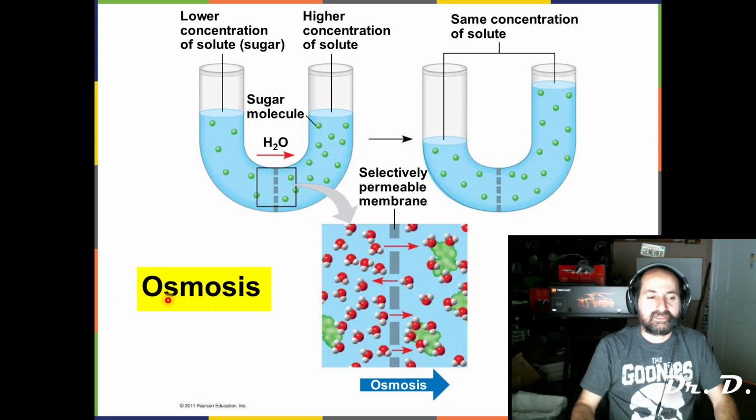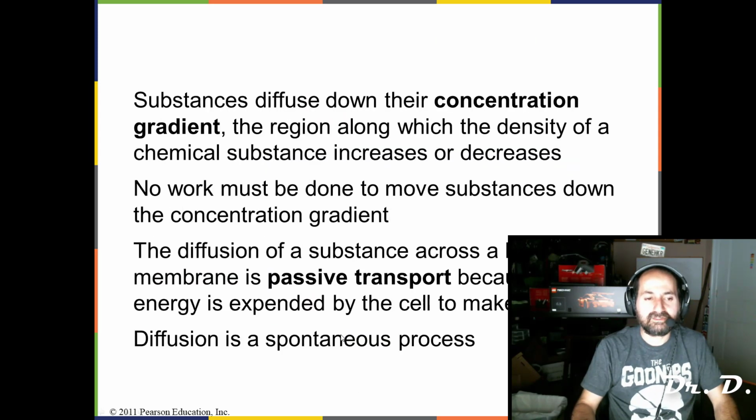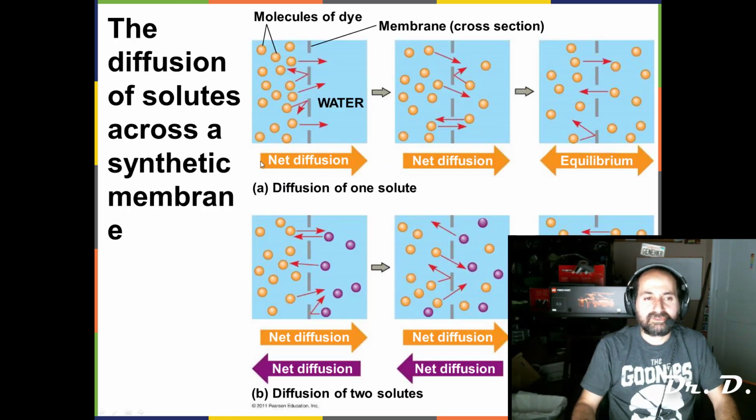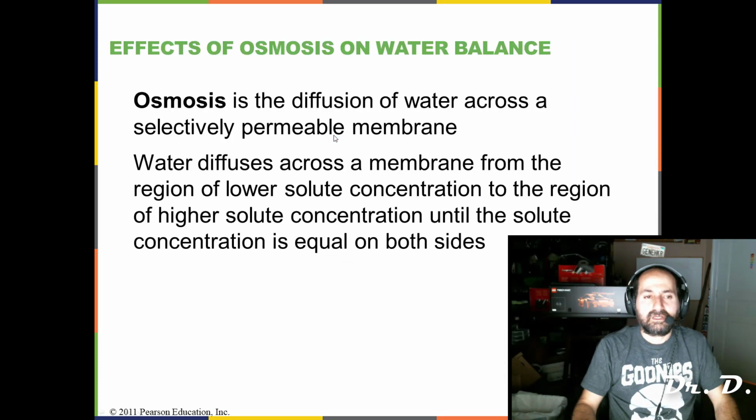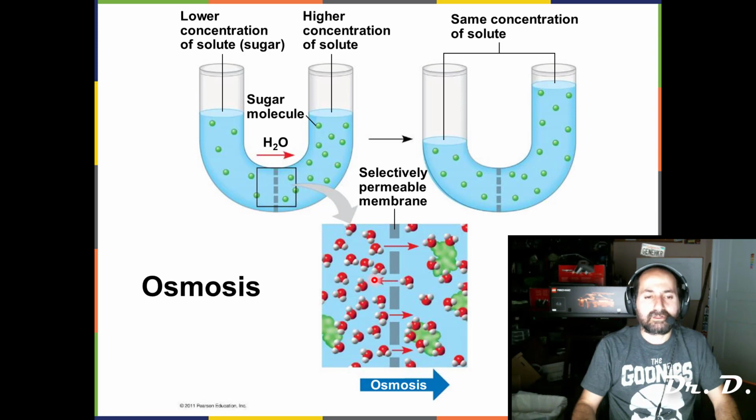Osmosis is the diffusion of water across a membrane. You see, osmosis is the diffusion of water across a membrane, or solvent. Osmosis is the diffusion of solvent across a membrane, whereas, remember this one, dialysis is the diffusion of solute across a membrane. Okay, solute across a membrane, dialysis; solvent, namely water, across the membrane, osmosis.